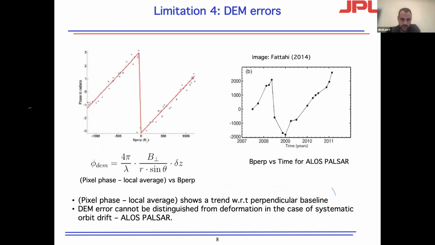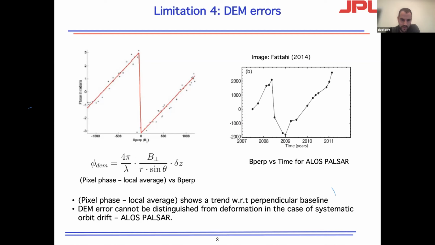The other component which we saw in the error budgets were DEM errors. This is a figure where on the left-hand side is the phase as a function of perpendicular baseline, and on the right-hand side it's the perpendicular baseline plot as a function of time. So the formula shown before, how baseline ends up being a DEM error, is shown on the left-hand side. You can really see it is just a function of baseline over the sine of the angle.